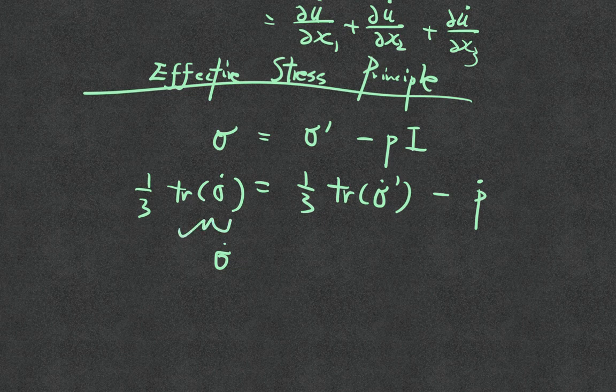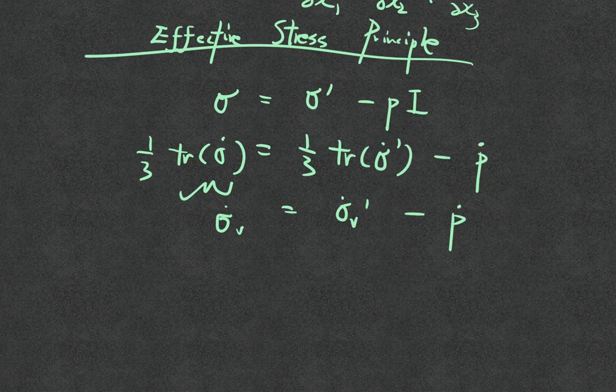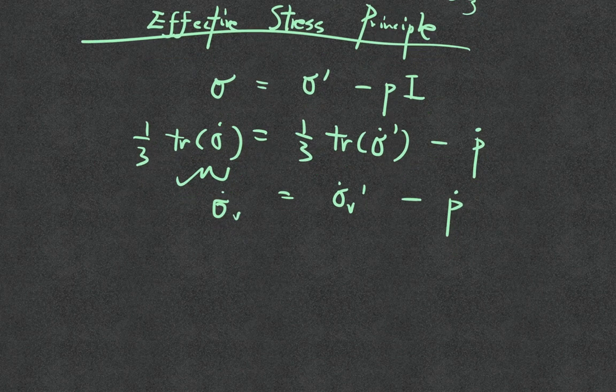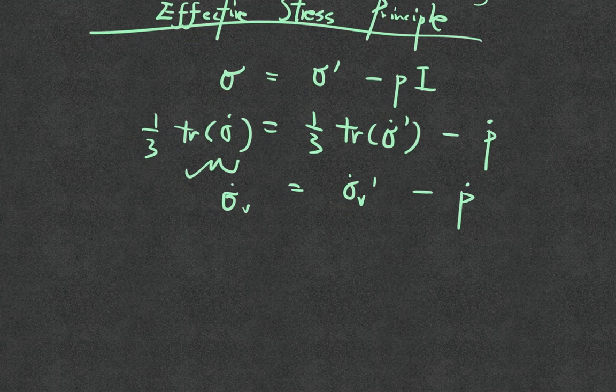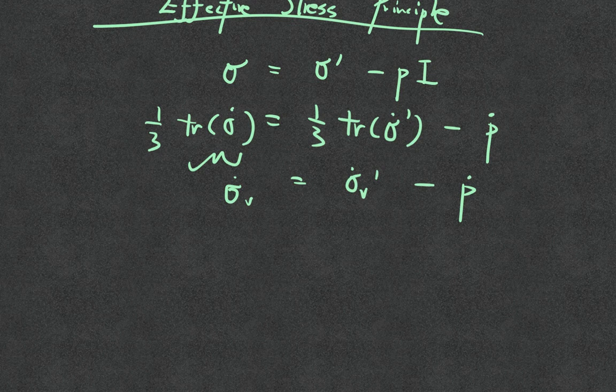This is actually the mean pressure. It equals the mean stress of the volume minus P dot. Okay, so V is actually the volume, which is what happens in undergraduate soil mechanics.